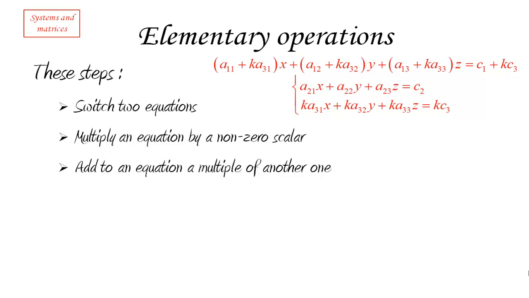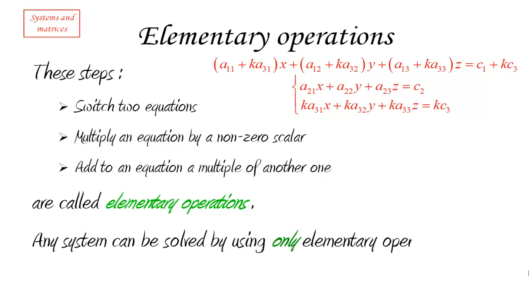So it turns out that these steps, first of all, are called elementary operations. Well, why? Because they're very simple to do. Okay, so they're very simple, basic steps. But they're elementary also for another reason, in that they are the building blocks of what turns out to be the solution method for the system. In fact, it turns out that any system can be solved by using only elementary operations.